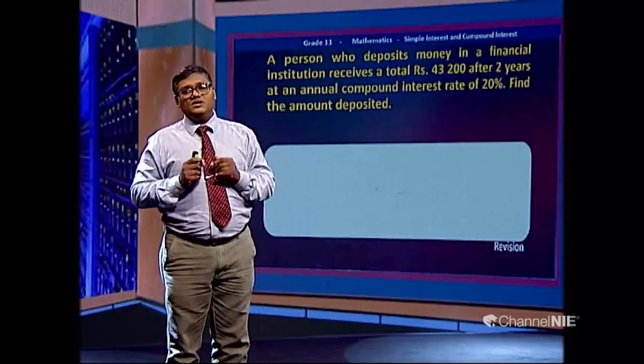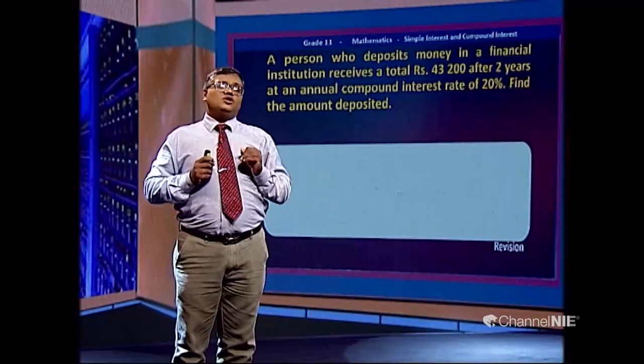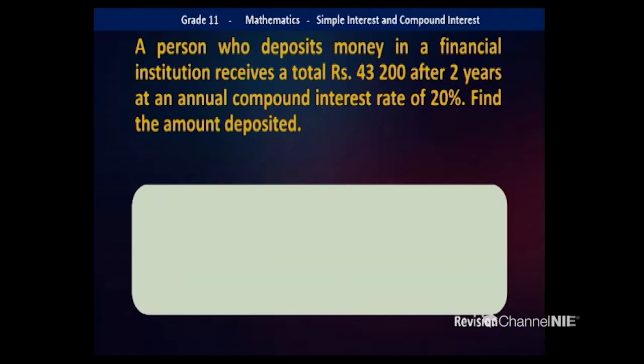A person who deposits money in a financial institution receives a total of rupees 43,200 after 2 years. Deposited some amount, they don't tell us the amount. Now it is a sort of backward calculation. After 2 years, the total is 43,200 at an annual compound interest rate of 20%.